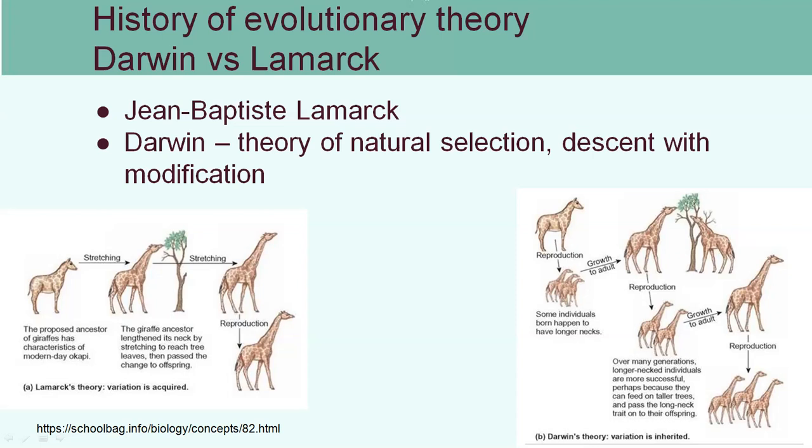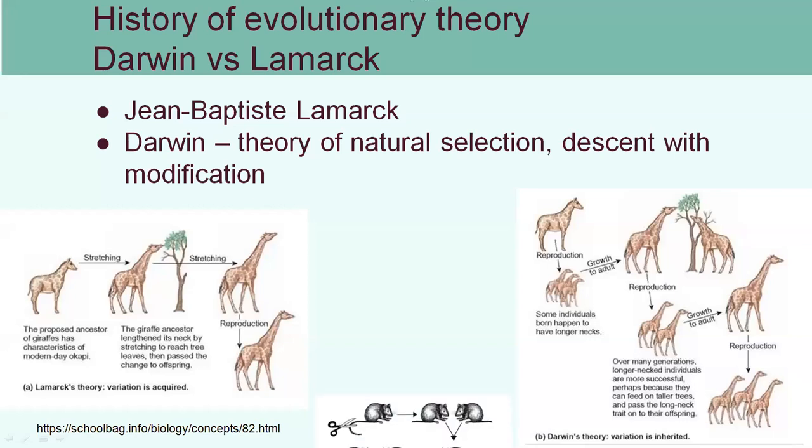The other thing is that the advantage of that trait is something that's going to help with either the survival or the reproduction of the organism. In this case, it was to get food, but it could also be for something like escaping predators, being really fast or having better camouflage. There's many different traits. It depends on the situation.